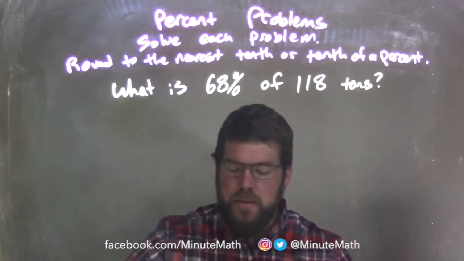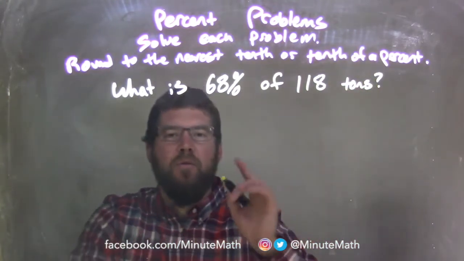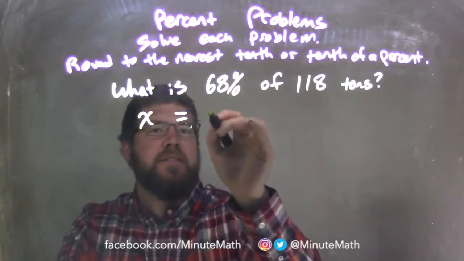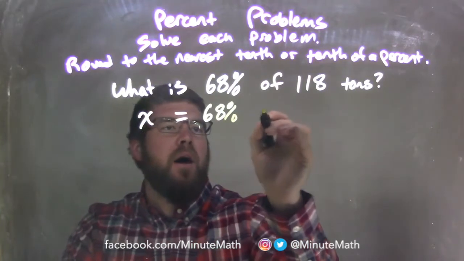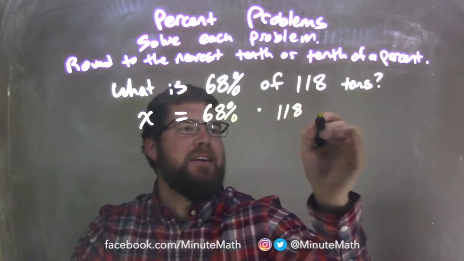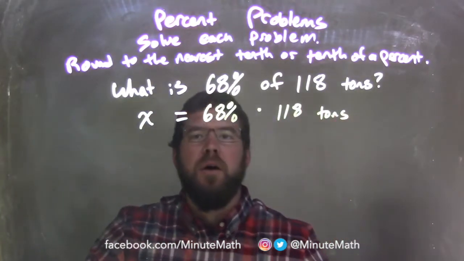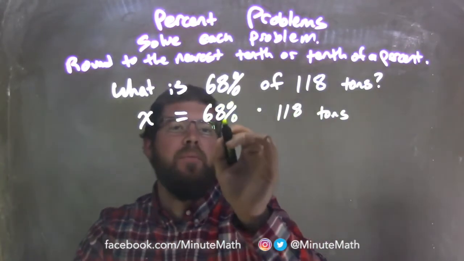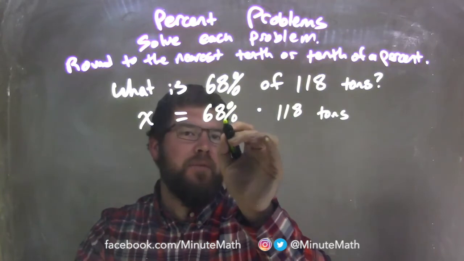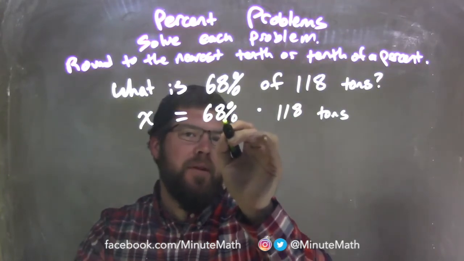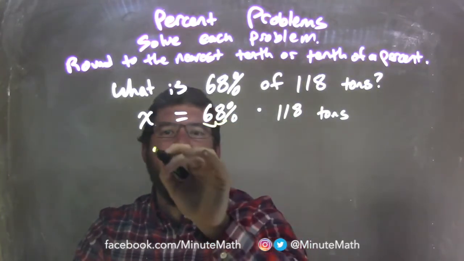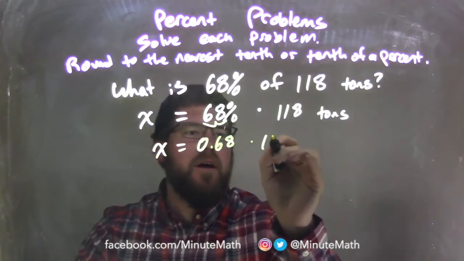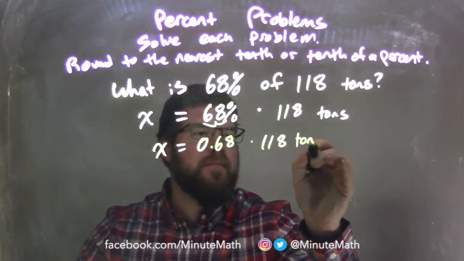So what is 68% of 118 tons? So let's write this as an equation. X equals 68% of, multiplication, 118 tons. Well, 68%, I can convert that to a decimal by moving the decimal point, right here, 2 units to the left, leaving us with X is 0.68 times 118 tons.